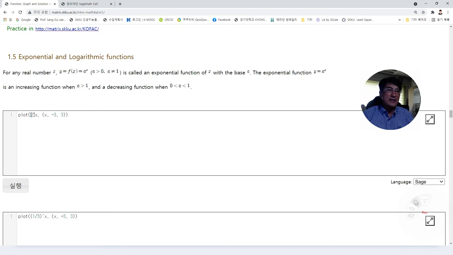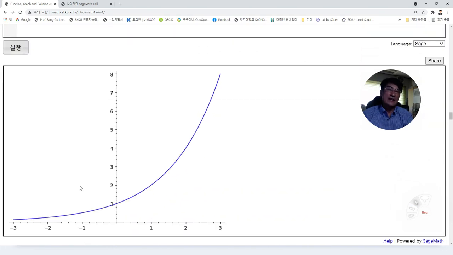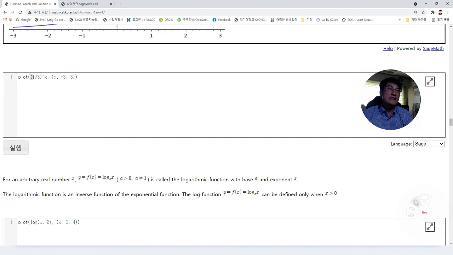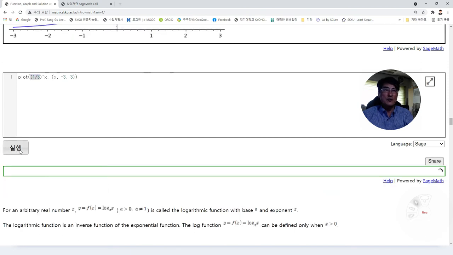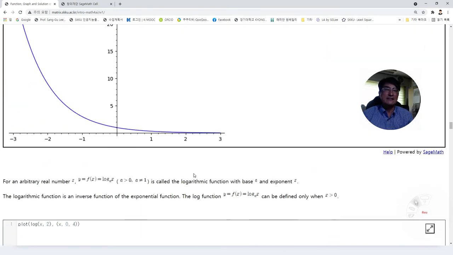As you see, when a is equal to 2, it is an increasing function, like this. But when a is equal to 1 over 3, between 0 and 1, then you will see that it is a decreasing function, like this.